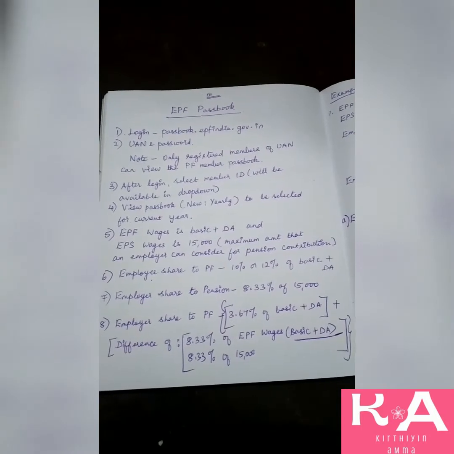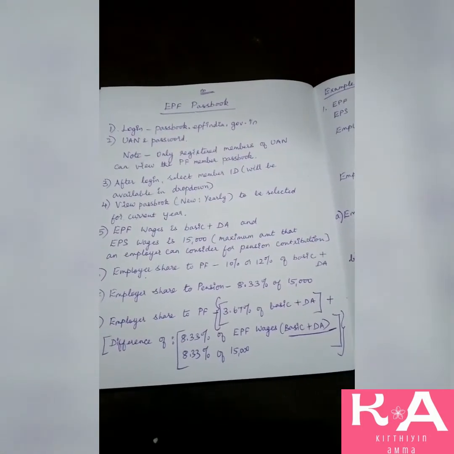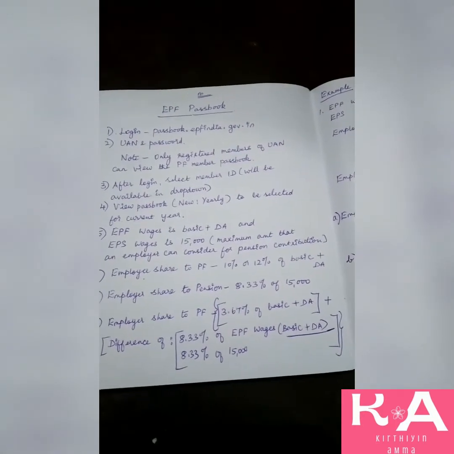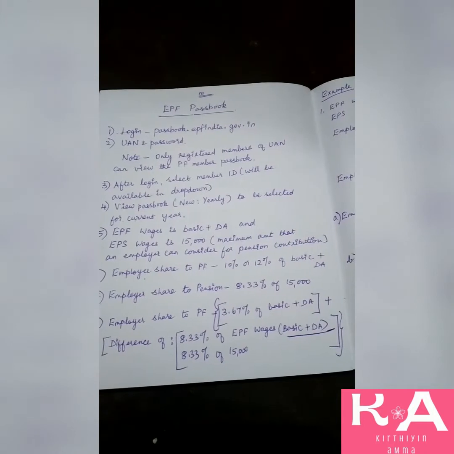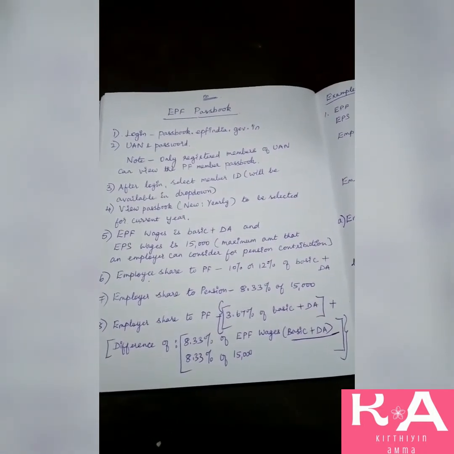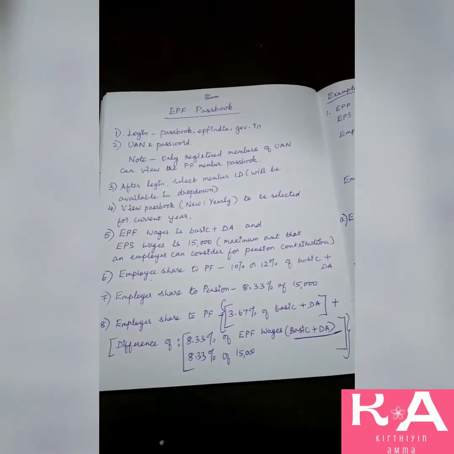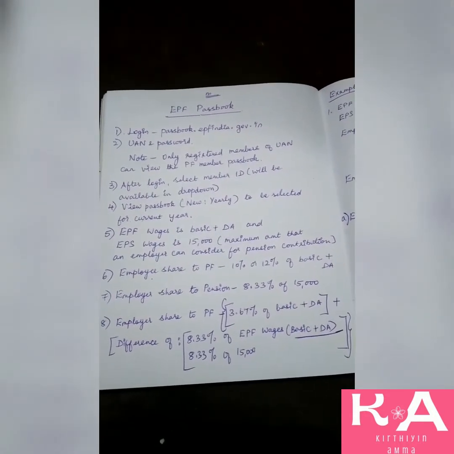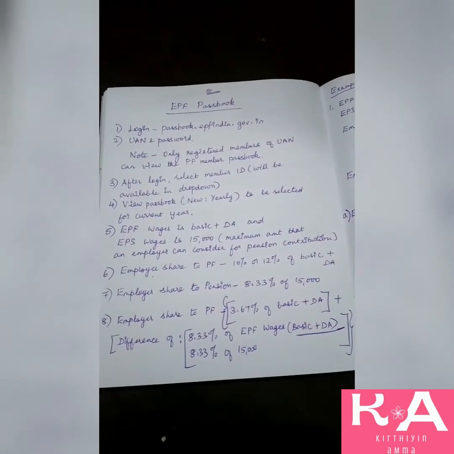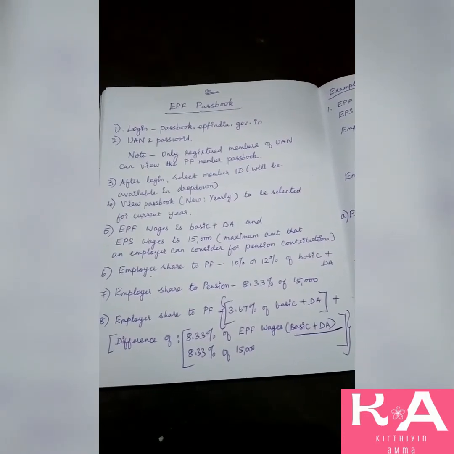Note that only registered members of UAN can view all PF member passbook, that is your own PF member passbook. So after login, select member ID, which will be available in the drop down. Select view passbook, that is new yearly, that is current year. Okay, so that you will have to click.